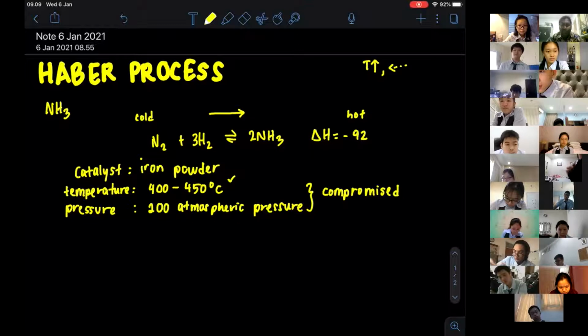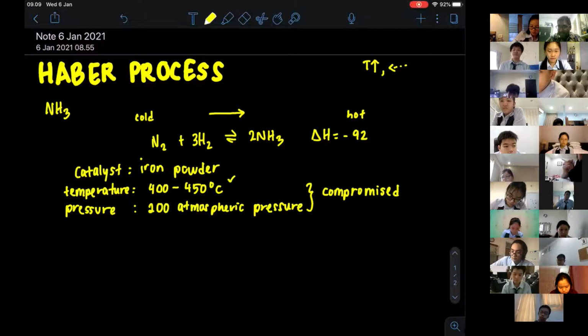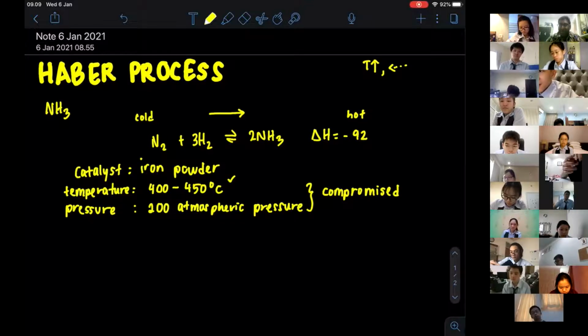Why don't we use 50 degrees Celsius instead of 450 degrees Celsius, you may ask. Of course, if you use 50 degrees Celsius, you are going to get a lot of production of ammonia. But the problem is you might need to wait for the production maybe for 100 years. We don't want that to happen. Why? Because the rate of the reaction is going to be very, very slow.